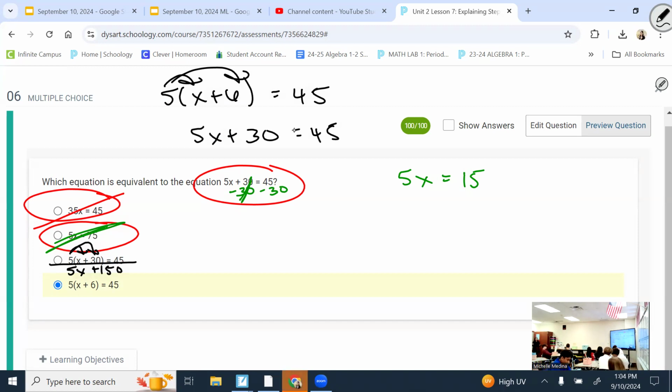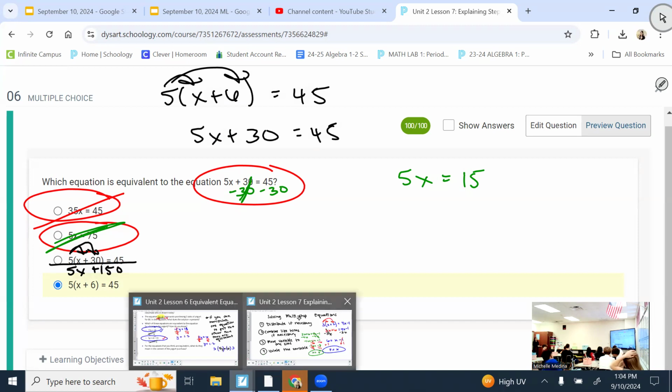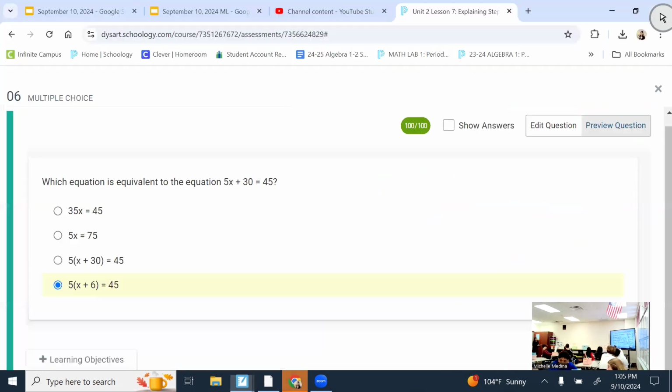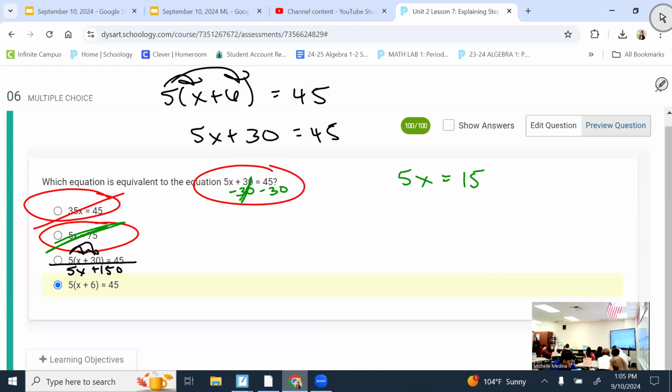Good questions on that? So really, even though we did these activities and are thinking about it in a more high level way, I think if you go back to these steps for solving multi-step equations, that would be what to do to be successful in this question. But we might have time for one more. Any other questions?